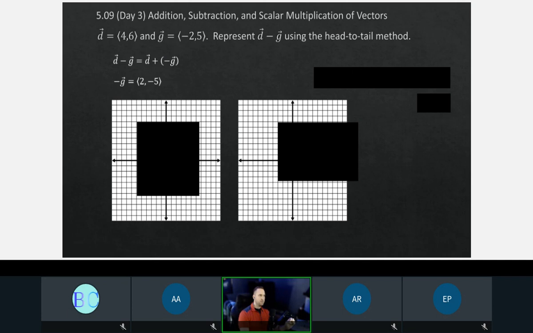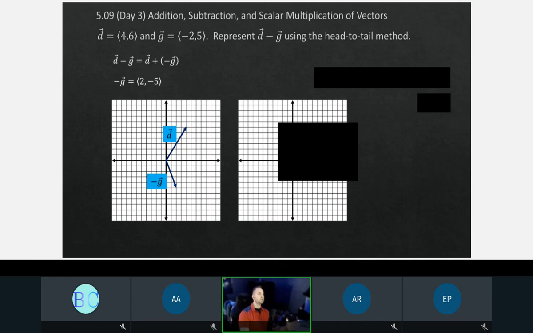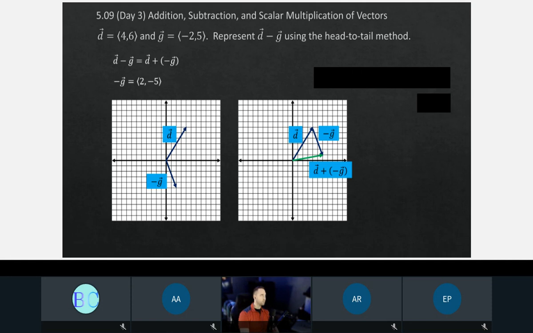Now, for the head to tail method, you have to plot both vectors. On this first graph, I'm just showing plotting vector d and negative vector g. Now for the head to tail method, all you're going to do is pick up this negative vector g and stick it at the end of vector d. And that's what I did over here. Once you do that, wherever this points to, that is where you draw your final vector, and that is the answer. Then you would write your answer in the box or wherever it tells you to.